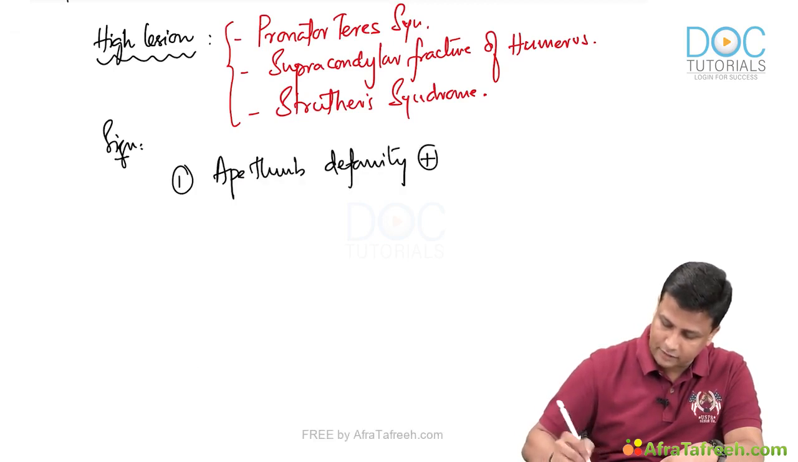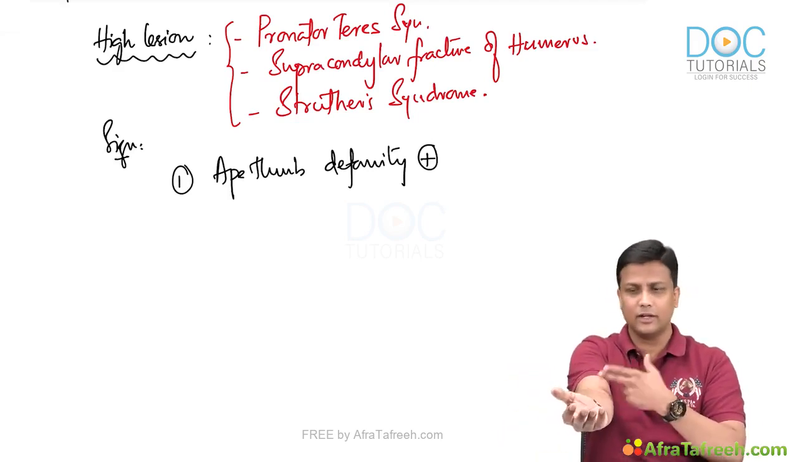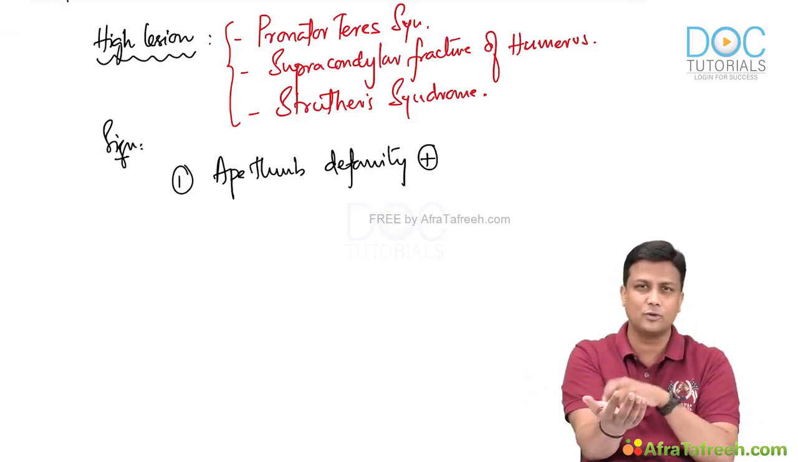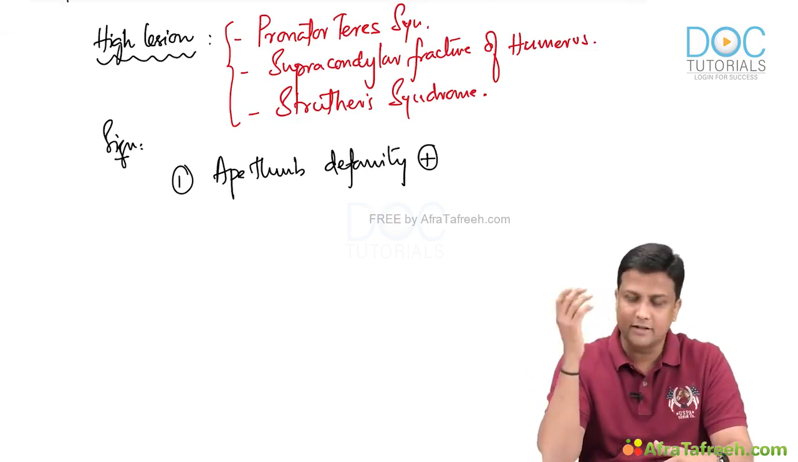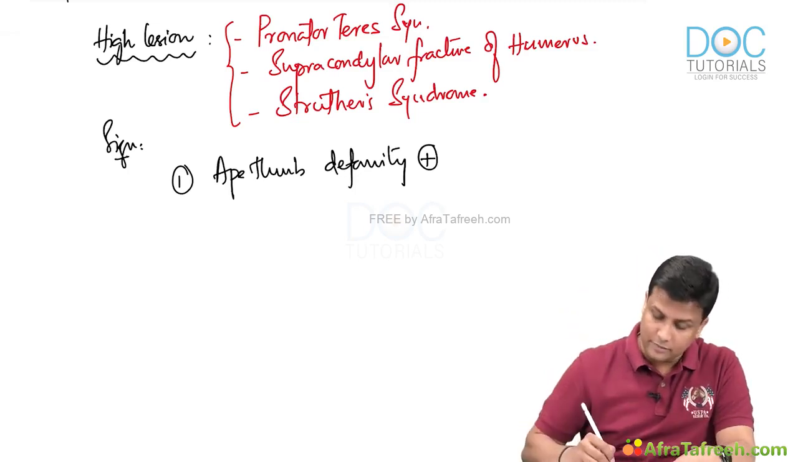Yes, it will be present there, guys. And you know already the reason. If the median nerve is injured here only, why will the ape thumb deformity occur? Because all the muscles of the forearm are gone, as well as the muscles in the hand supplied by the median nerve. So the ape thumb deformity will be present.